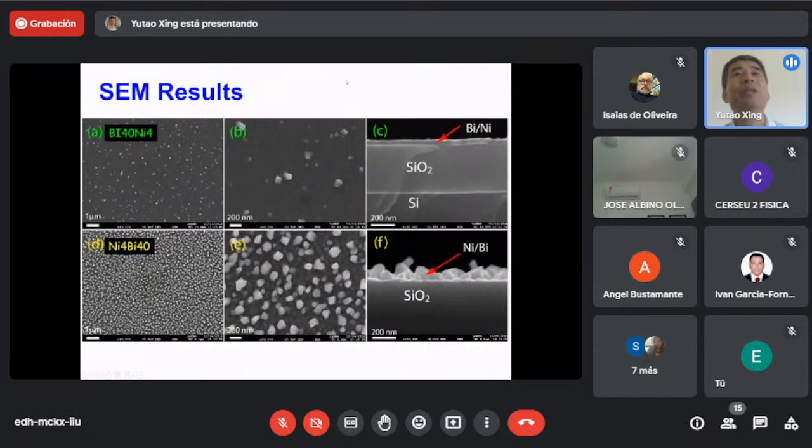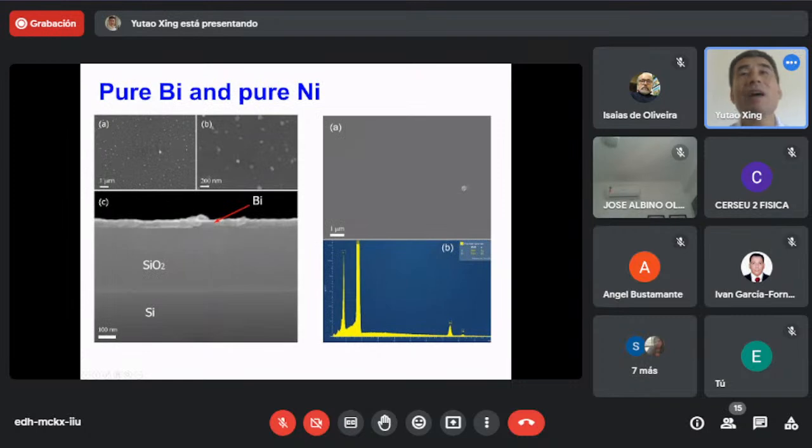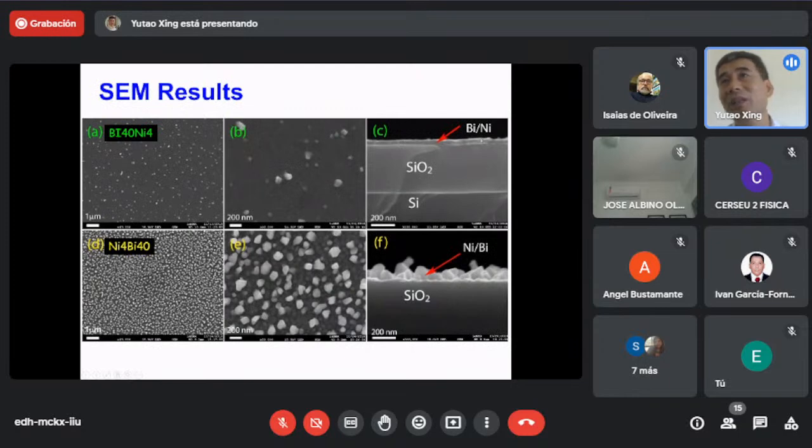And then if we really see the two samples, they are very different. The morphology is very different. So here, the sample first we deposited bismuth and then nickel. It's like the original pure bismuth layer. If we compare this one with this one, they are almost the same. You see, only very small bismuth crystals on the surface, and the whole surface is almost flat. This one is almost the same as the pure bismuth layer.